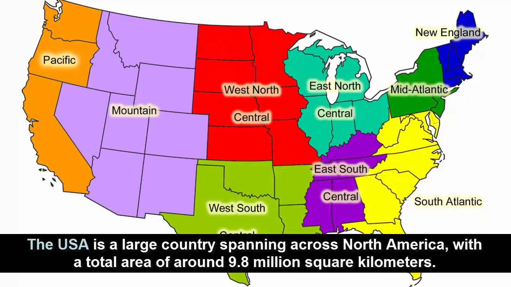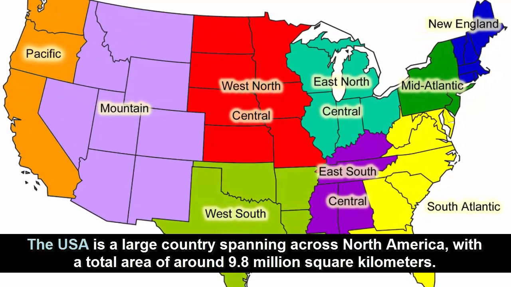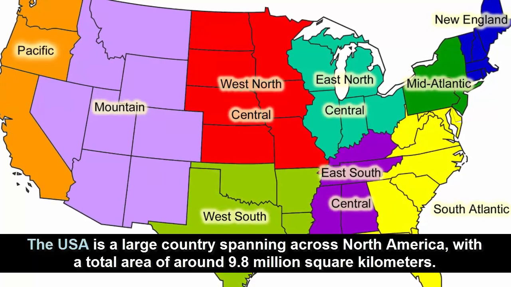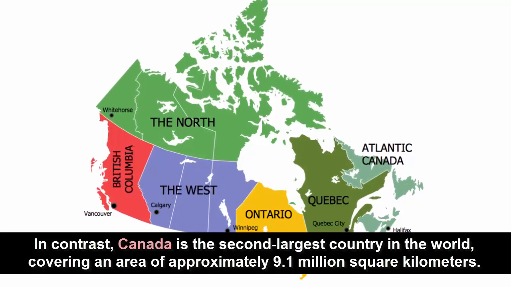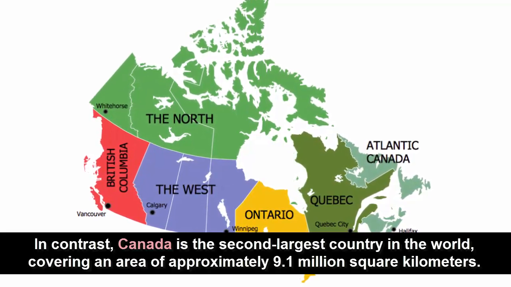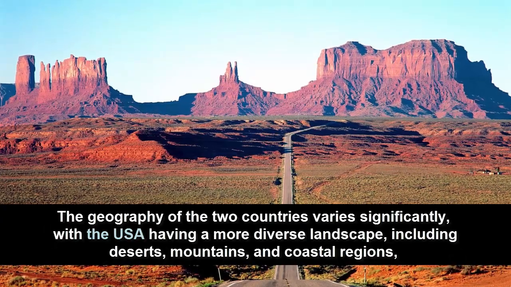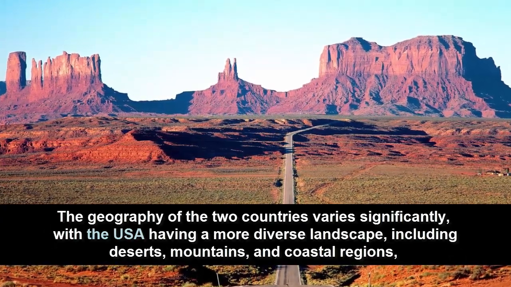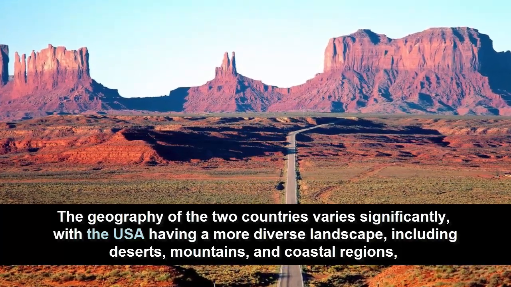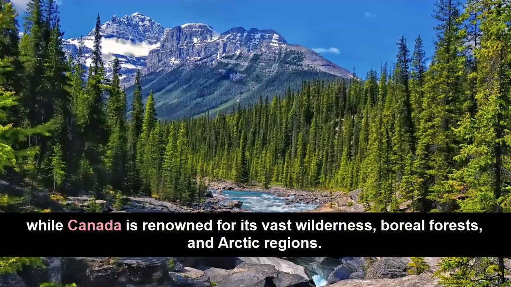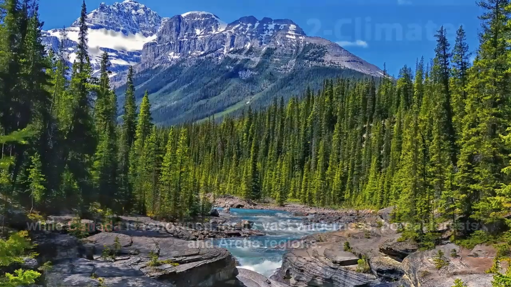Geography. The USA is a large country spanning across North America, with a total area of around 9.8 million square kilometers. In contrast, Canada is the second largest country in the world, covering an area of approximately 9.1 million square kilometers. The geography of the two countries varies significantly, with the USA having a more diverse landscape, including deserts, mountains, and coastal regions, while Canada is renowned for its vast wilderness, boreal forests, and Arctic regions.